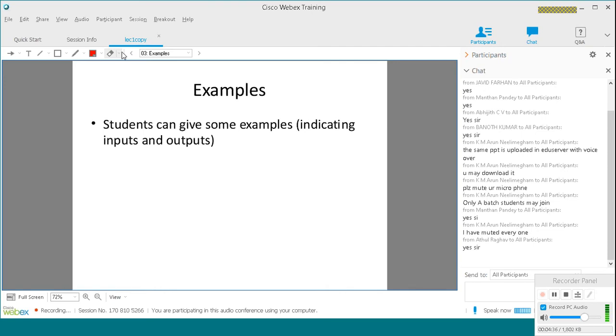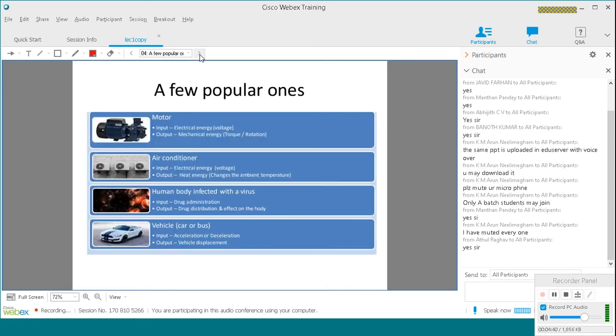So let us see some popular ones. The first example is an electrical motor, which is an electromechanical system where the input is electrical energy, that is voltage, and the output is mechanical energy, that is either torque or rotation. The second example is an air conditioner system. The output or desired purpose in this case is the ambient temperature, and the input is again electrical energy.